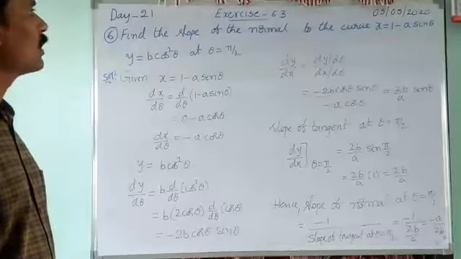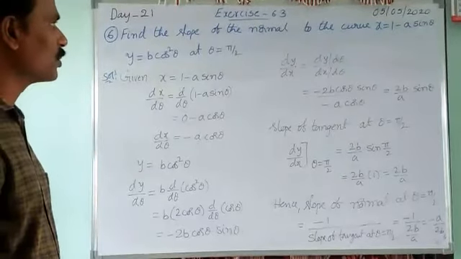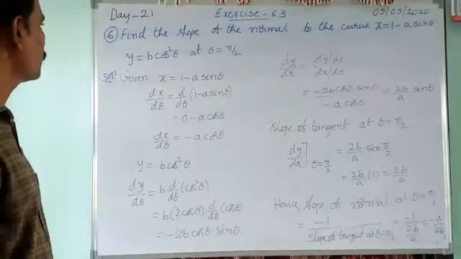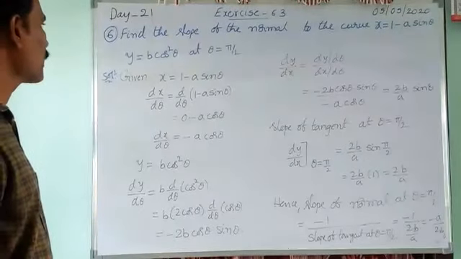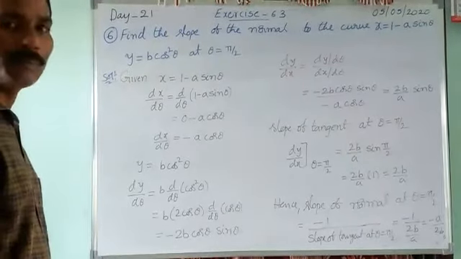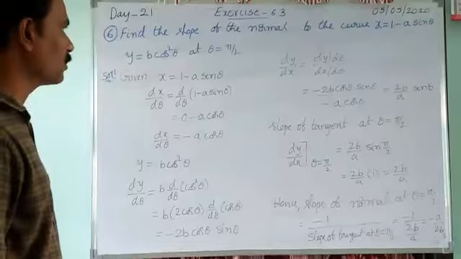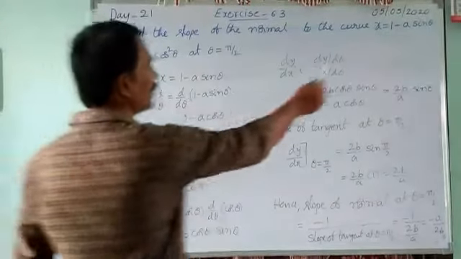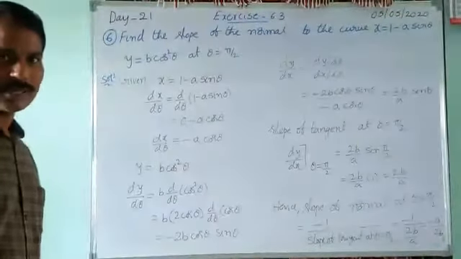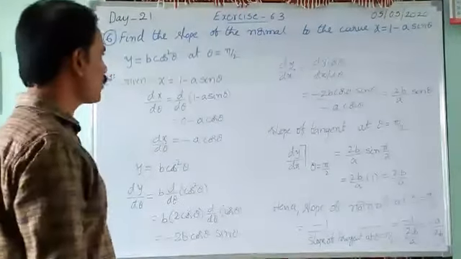Find the slope of the normal to the curve x equal to 1 minus a sin theta, y equal to b cos square theta, at theta equal to pi by 2. Students, observe it. Again, he has given x and y in parametric form. So, first what do you do?